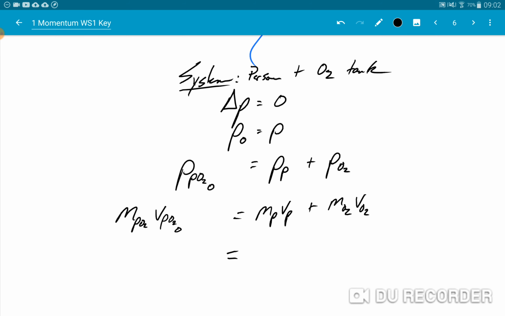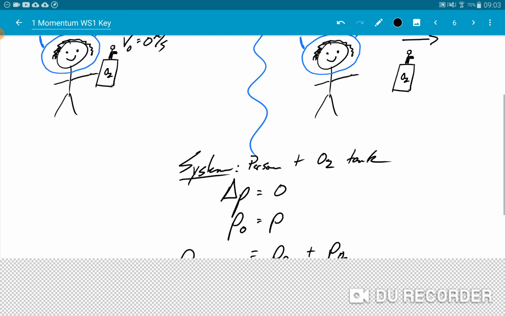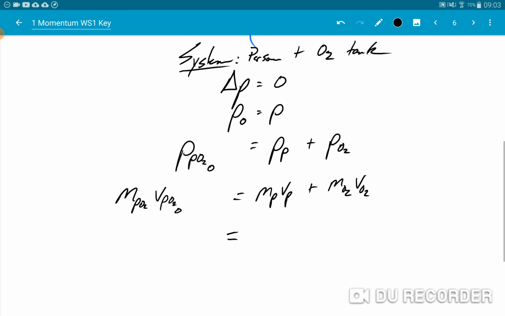So if we reread the problem here, do we know any of these values? We know that the mass of this person here is 80 kilograms. We know the mass of the O2 tank is 10 kilograms, and we know the speed of that O2 tank, so I'll go ahead and label that. That's the speed of the O2 tank afterwards. We also know the beginning velocity of those things.